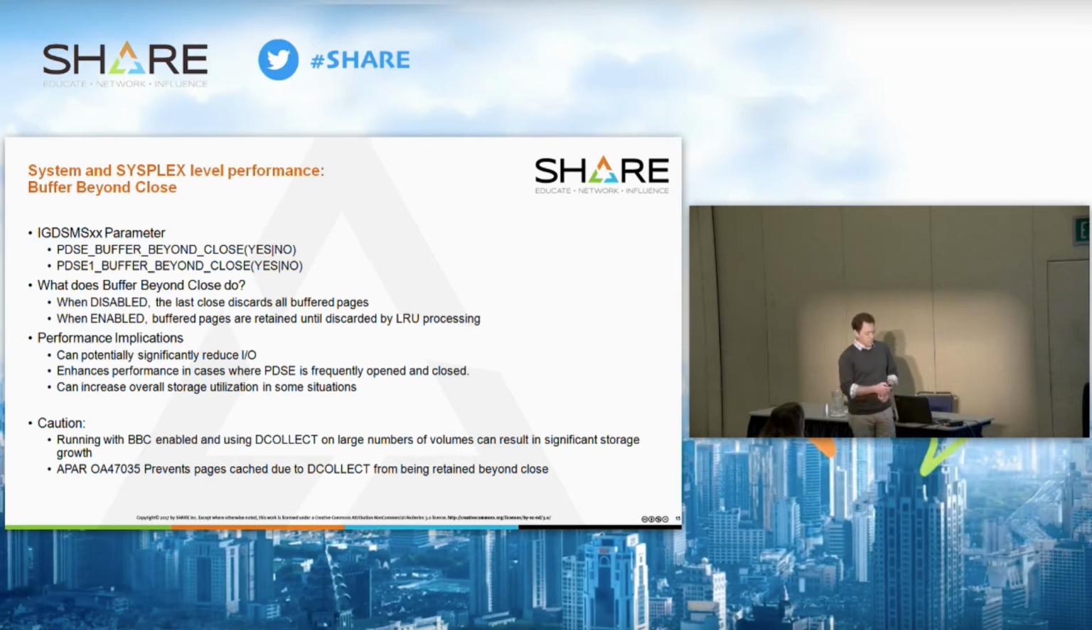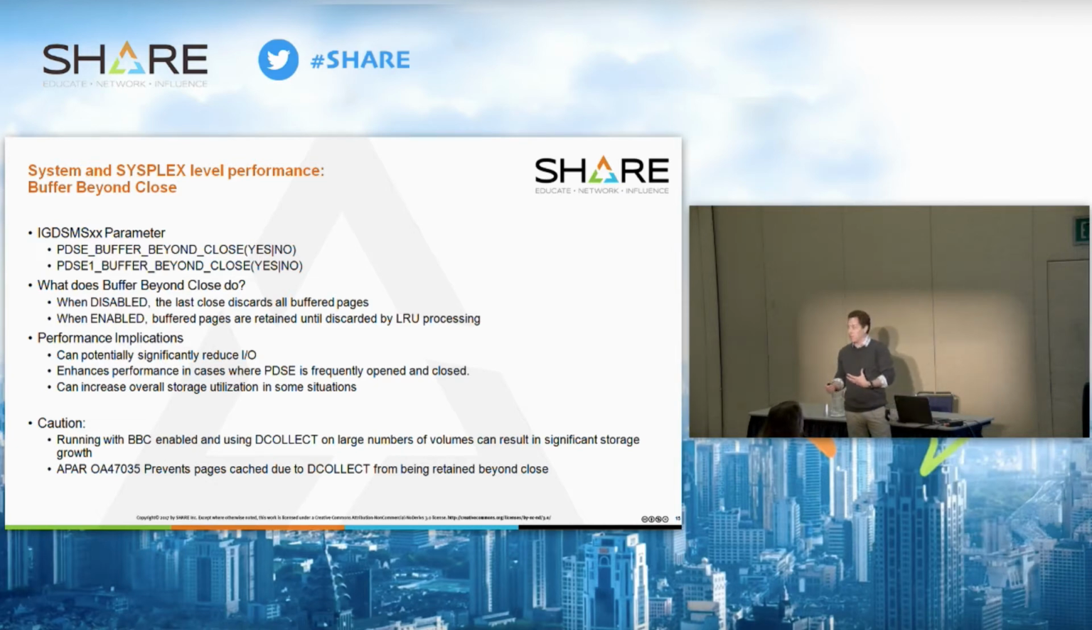We can set this up using our IGD SMS parameters, and note that this needs to be set up separately for both the PDSE and PDSE1 address spaces. You can actually run one with buffer beyond close, one without, switch them around, run both, run neither. It doesn't matter to PDSE. In all honesty, PDSE address spaces treat each other as different systems, so they're essentially entirely independent anyways.